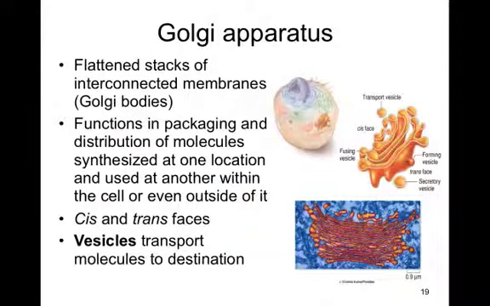After a protein has been packaged in the endoplasmic reticulum for export, it's going to be shipped out to the Golgi apparatus. The Golgi apparatus consists of flattened stacks of interconnected membranes, or Golgi bodies. Because of this form, they appear a lot like endoplasmic reticulum. They function in packaging and distribution of molecules that are synthesized at one location and used at another, either within the cell or outside of the cell.